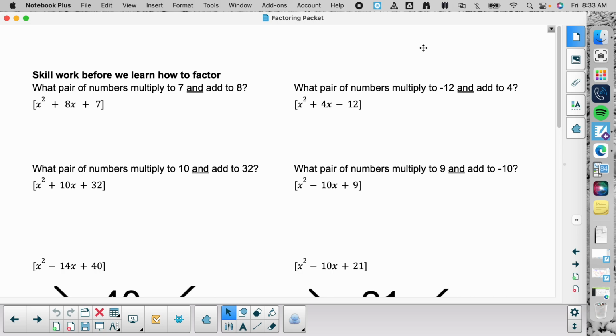Is after factor by grouping. Yeah, this is different. The page right after factor by grouping is algebra tiles, and we're not going to work on those. What? Oh, yeah.